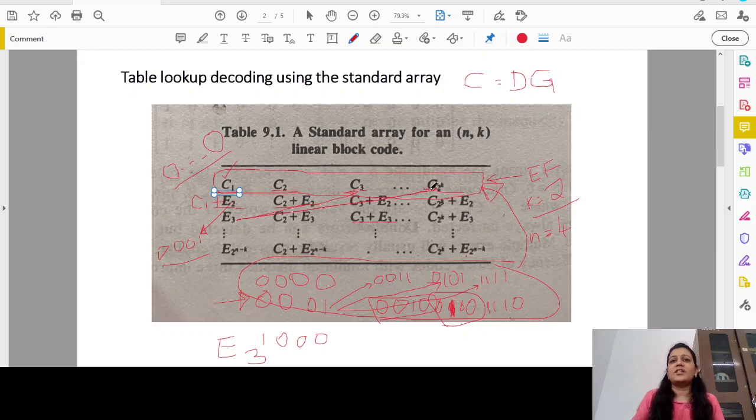Similarly, add this E3 to C2 power k, and you are going to obtain this code. In this way, choose a particular error pattern and keep on adding them in order to obtain the corresponding row elements. Okay. Now, how many elements should we consider in a standard array? As we know, we have 2 power k code words. Therefore, the column size in a standard array is always equal to 2 power k.